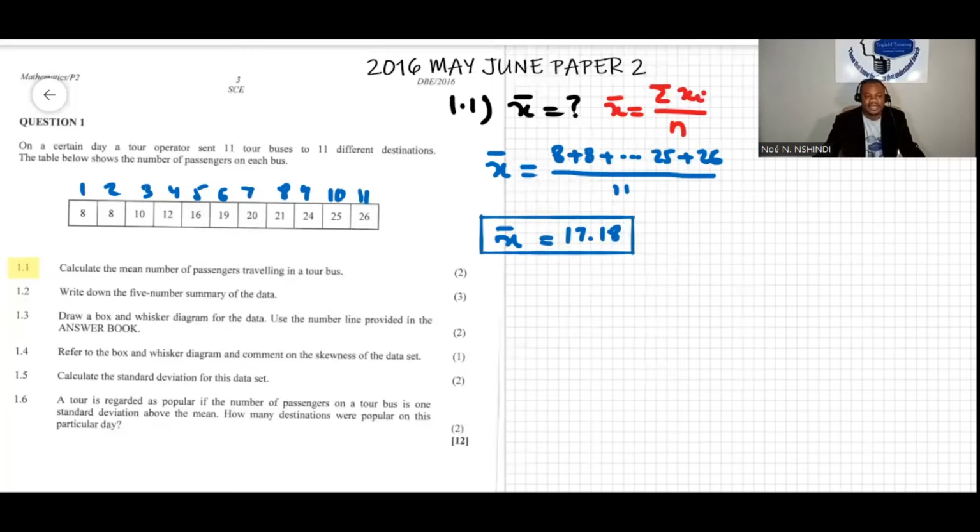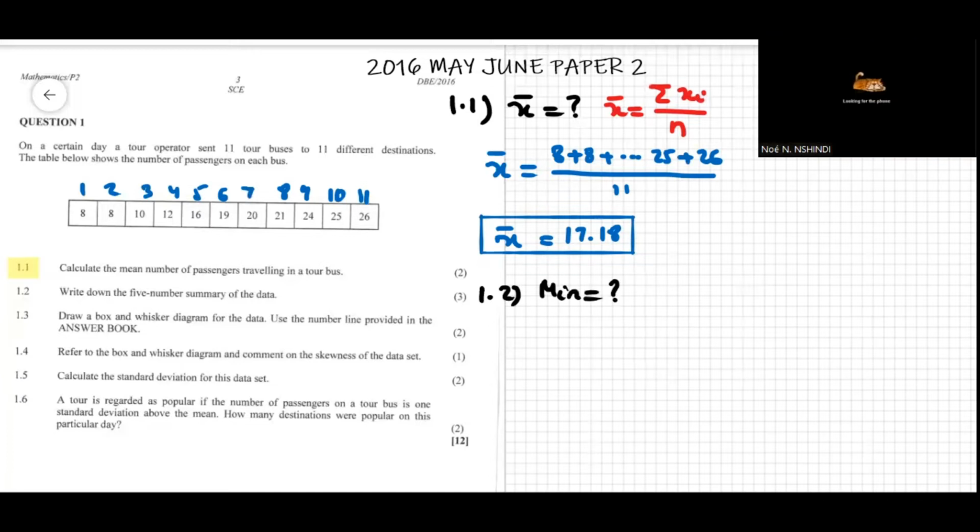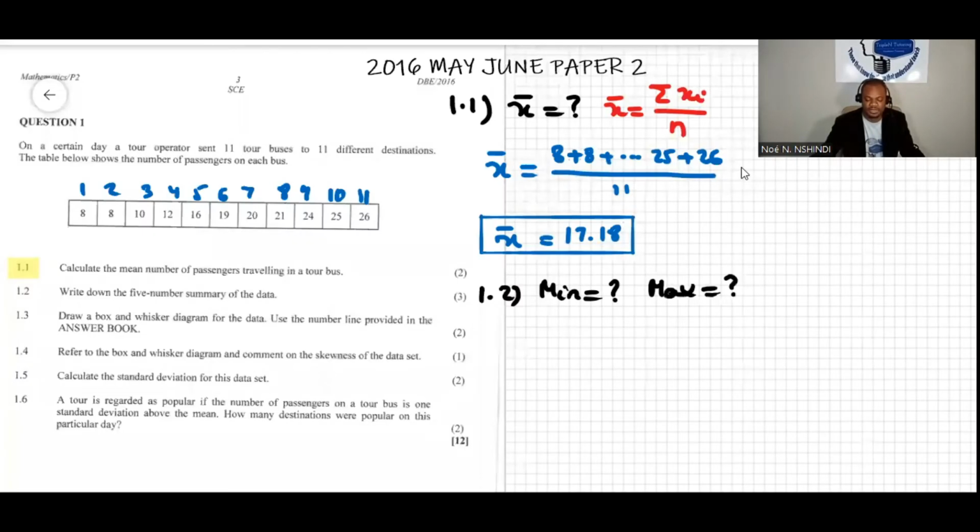Now the following question says, write down the 5-number summary of the data. I'm going to write here 1.2. The 5-number summary, as we know, consists of the minimum, the maximum, and also the median, which is the same thing as the second quartile, and the first quartile and the third quartile. Those are the 5-number summary.